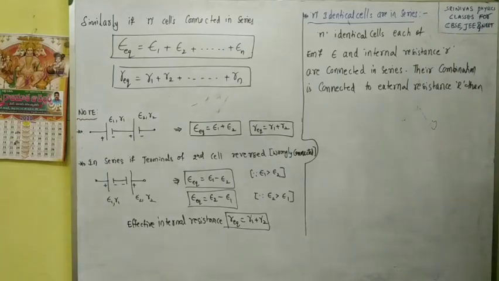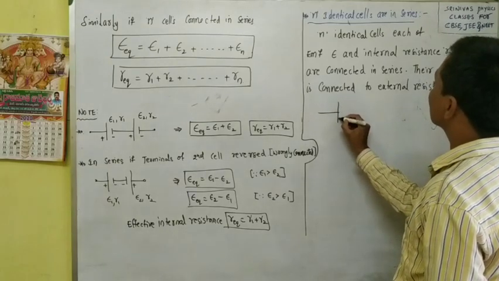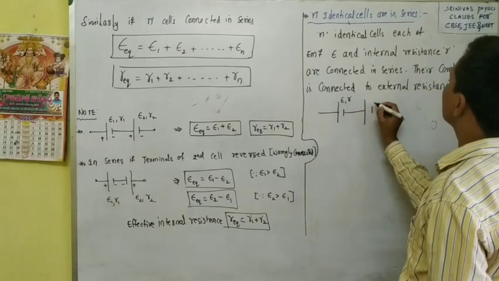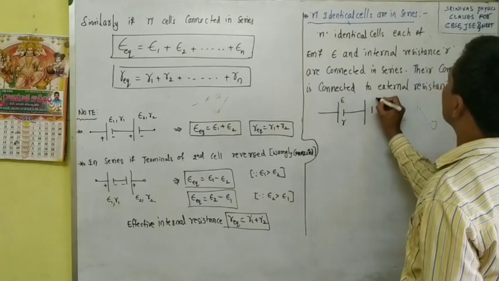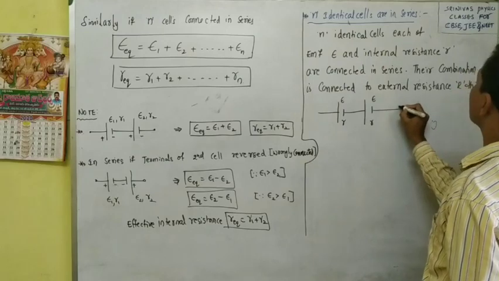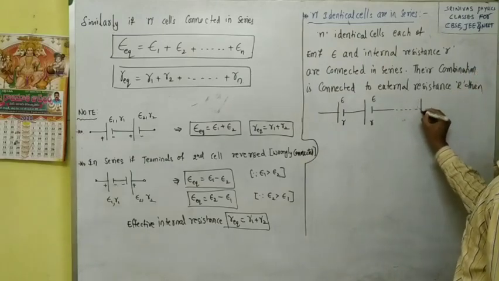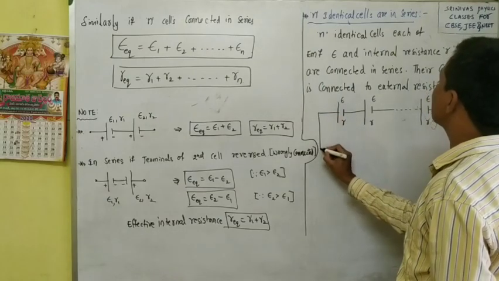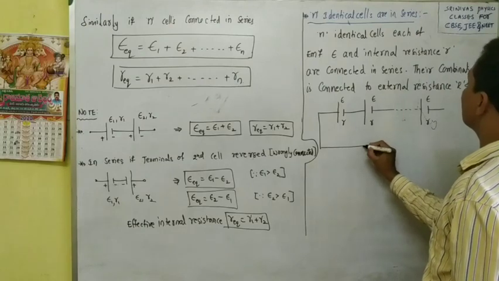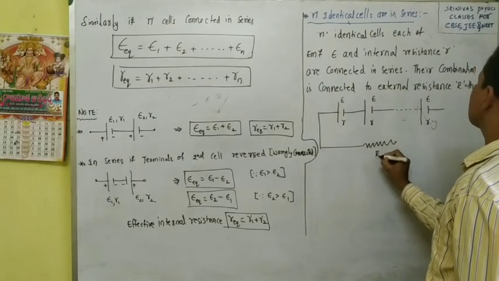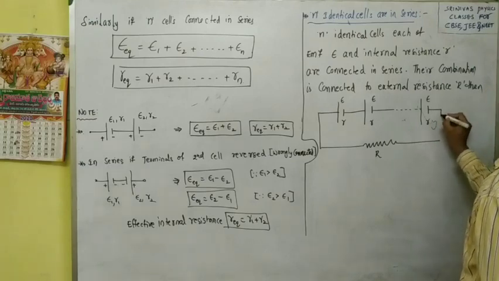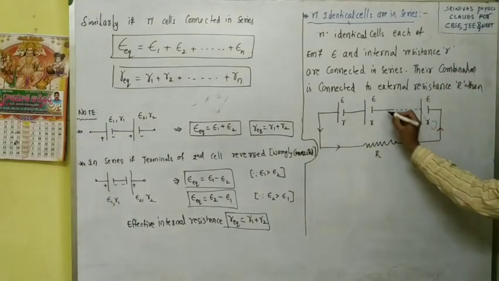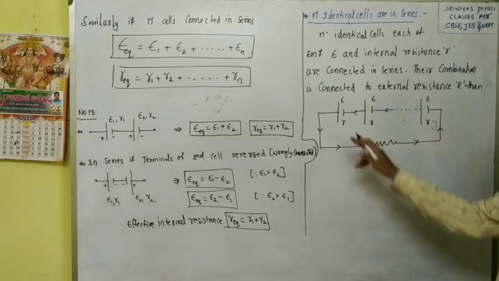Let us see. There are n cells. This first cell has EMF E and internal resistance R. The second cell has EMF E, internal resistance R. And like this there are many cells I am connecting in series, n cells, and their combination is connected to some external resistance capital R. Then what is the formula to find out the effective EMF?